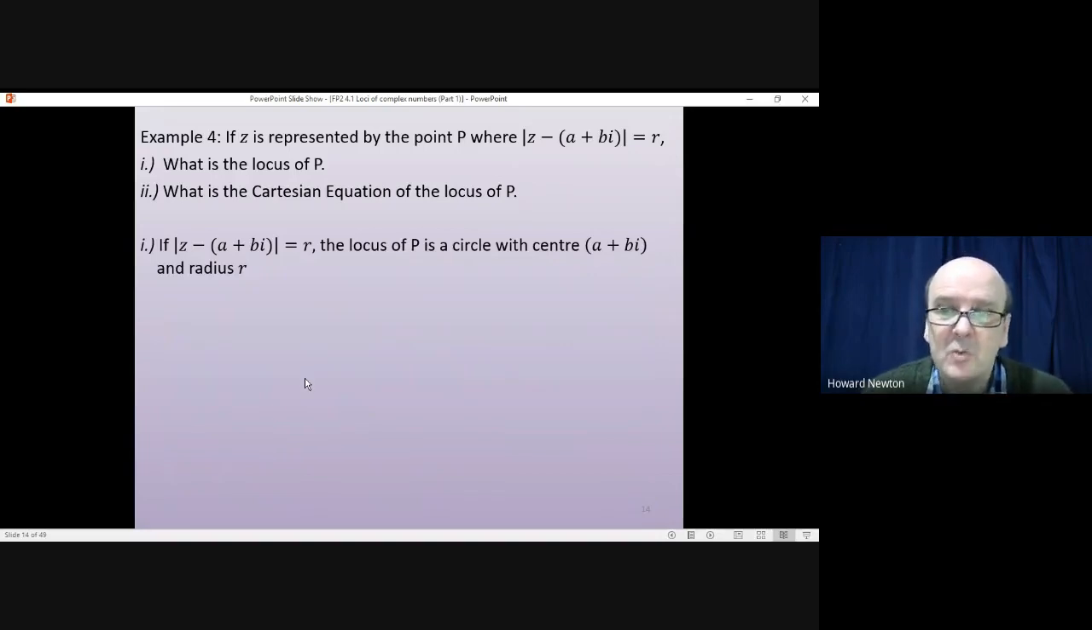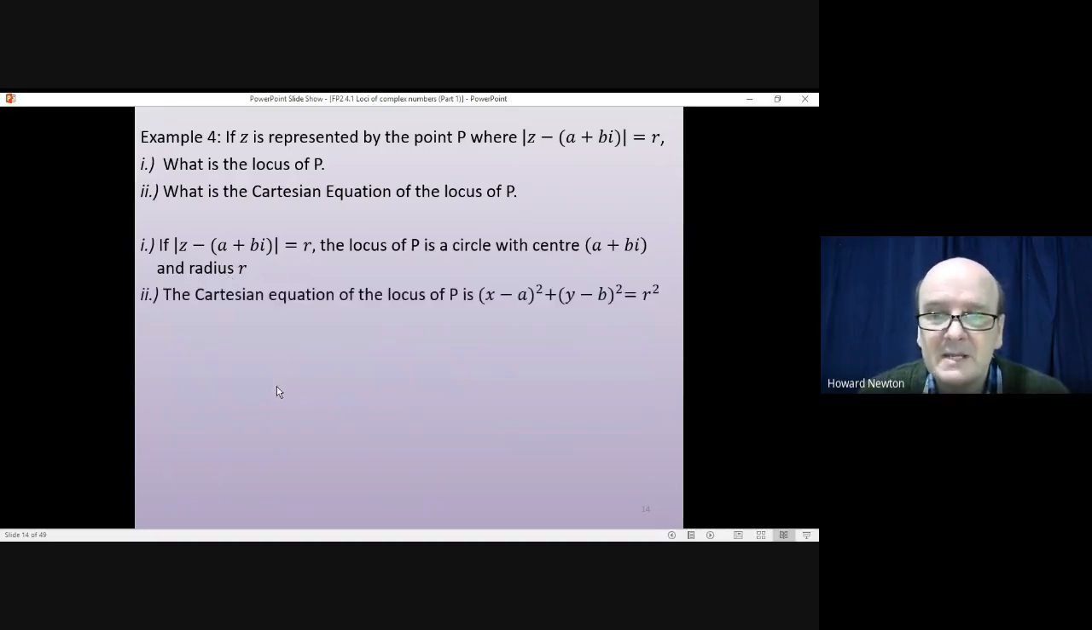What's the Cartesian equation of the locus? Well, if we know the center and we know the radius, we can write down the Cartesian equation straight away. It'll be (x minus a) squared plus (y minus b) squared is equal to r squared.